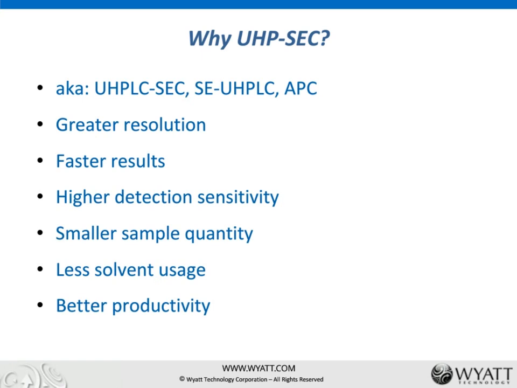The peaks are sharper now, so we can use detectors to achieve higher sensitivity, even with very low sample quantity. The mobile phase consumption is also reduced. So overall, the productivity of a size exclusion chromatography separation is improved tremendously.